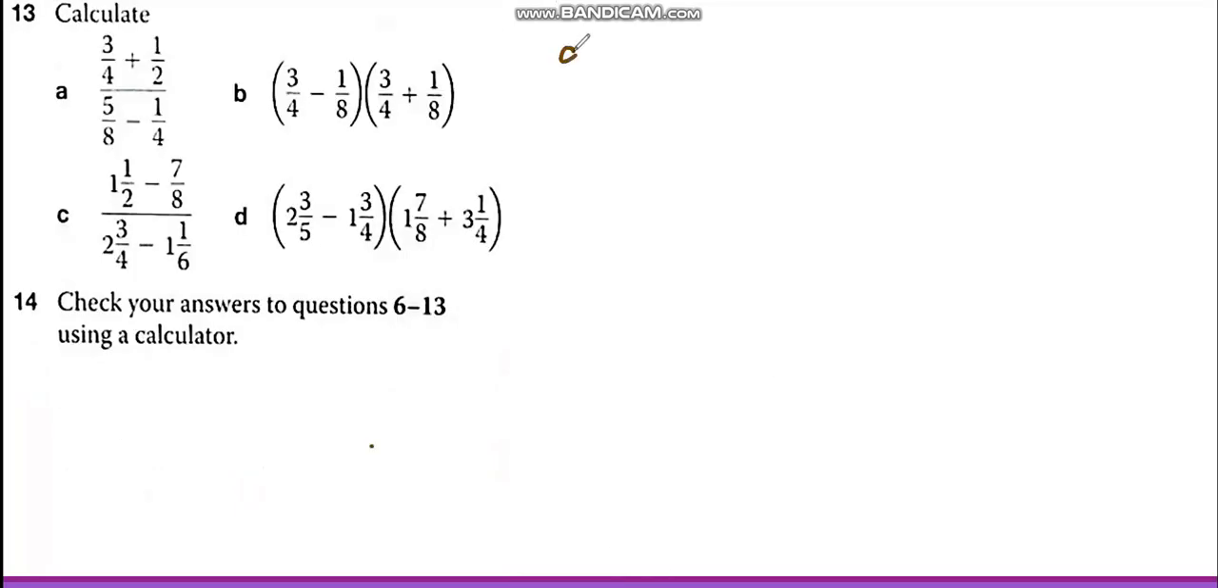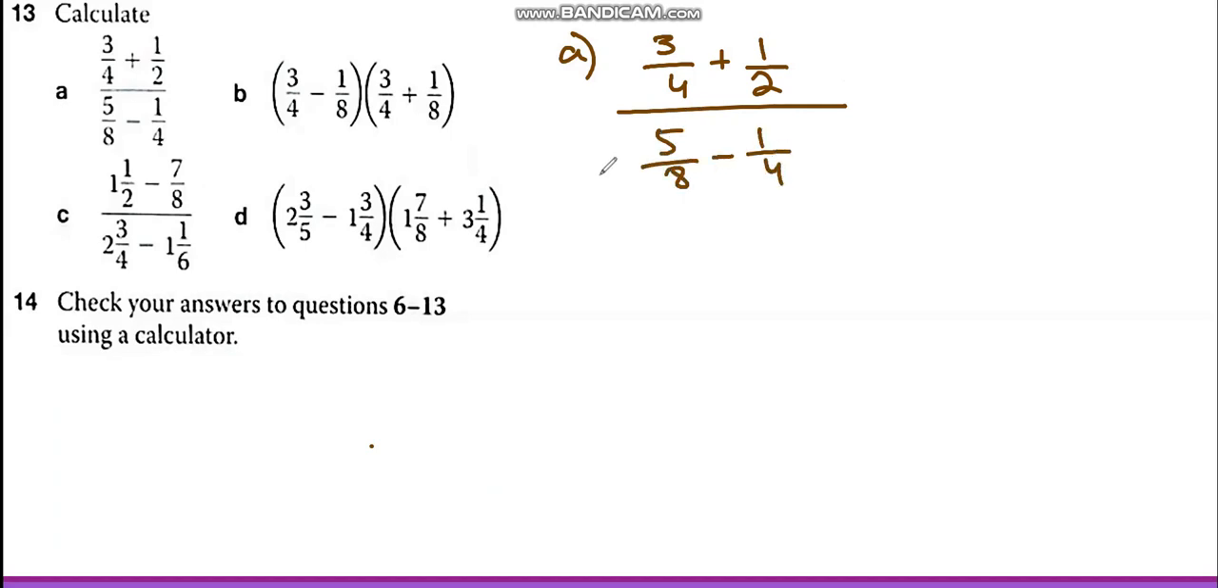In question number 12, we are given mixed problems, like there is a problem of addition and subtraction and multiplication and division. So all these problems are very similar as we did in previous questions. So I'm leaving this question. You can simply solve it. In question number 13, we again have to deal with fractions, but it's a bit different. Like it's written 3/4 plus 1/2 divided by 5/8 minus 1/4.